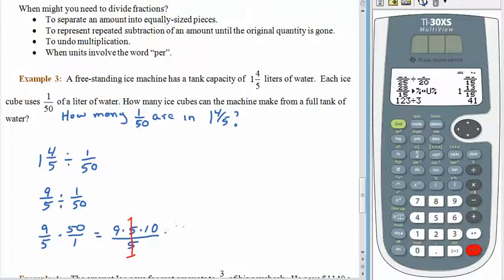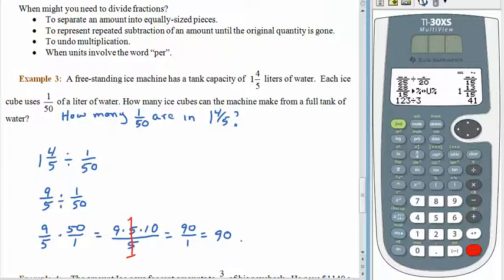9 times 10 is 90, and the denominator still has that 1 there, but that's okay. We know that that answer is 90. The question is 90 what? Never forget your units. Always consider writing your answer to an application problem as a sentence so that you know your answer is reasonable and you know the units you choose are making sense as well.